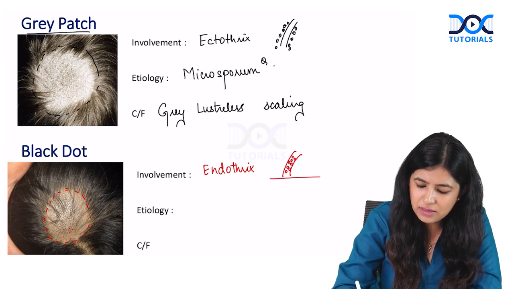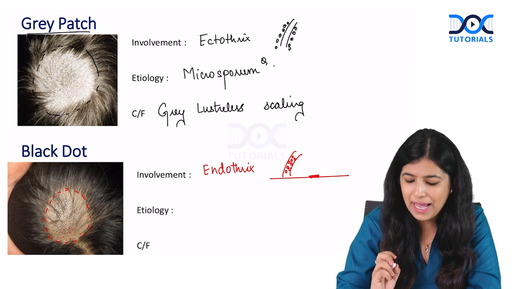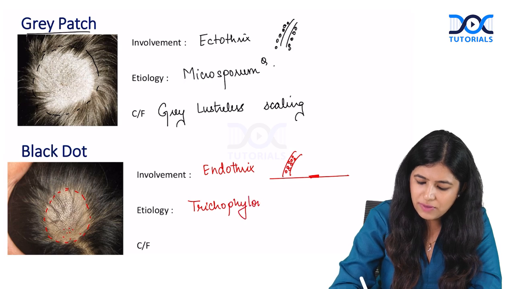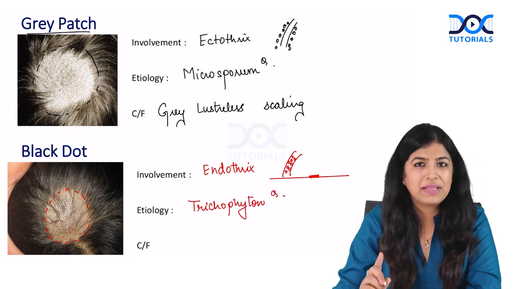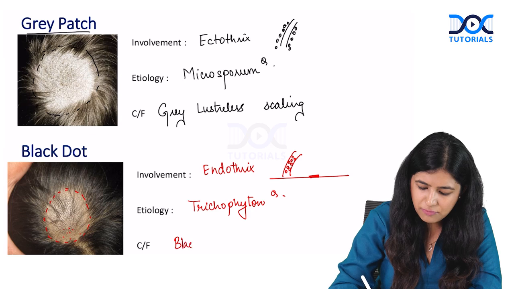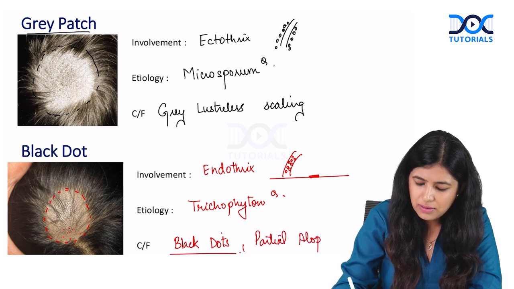They will weaken the hair shaft, it will break at the surface, and it is this stump that you see as the black dot, generally caused by the Trichophyton group of fungi. So this one is caused by Trichophyton. And how will you see it clinically? A patch of non-scarring alopecia with black dots on the surface, and there will be a partial alopecia.